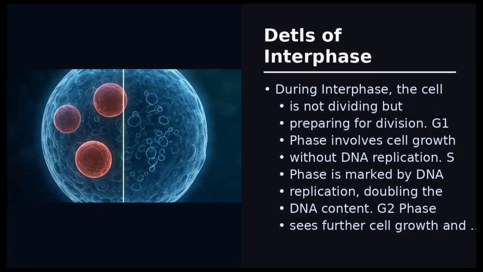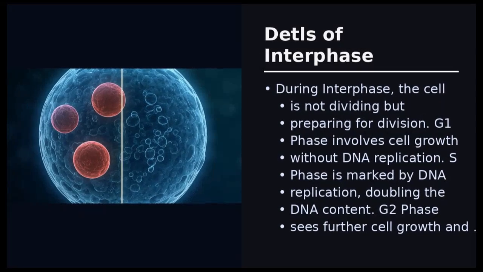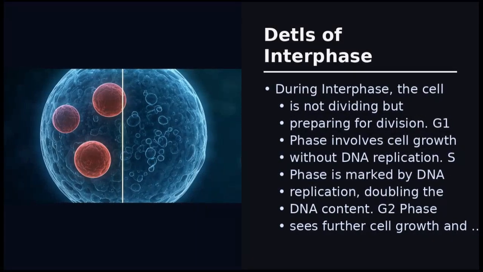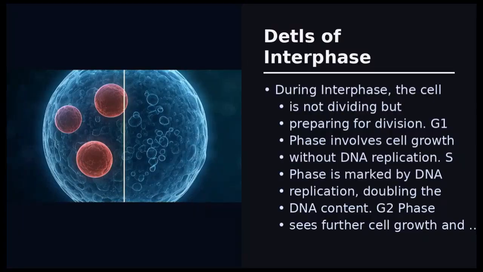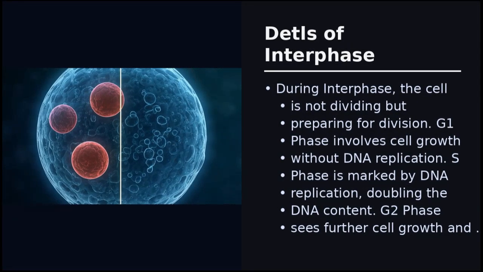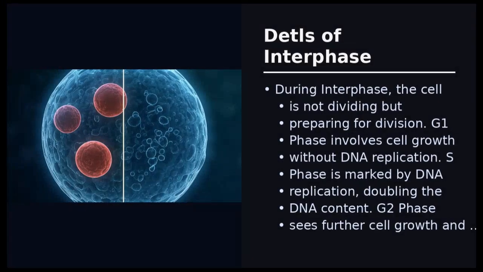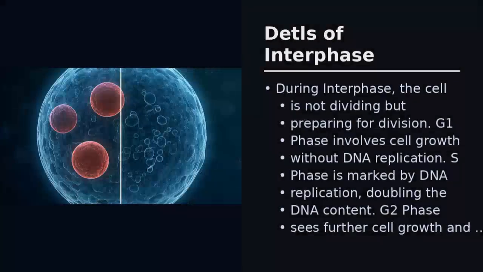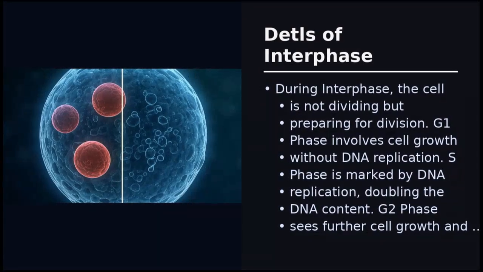Details of interphase. During interphase, the cell is not dividing, but preparing for division. G1 phase involves cell growth without DNA replication. S phase is marked by DNA replication, doubling the DNA content. G2 phase sees further cell growth and protein synthesis for mitosis.